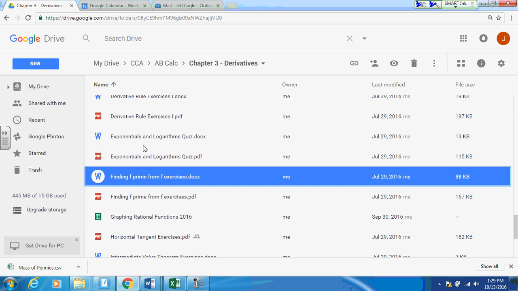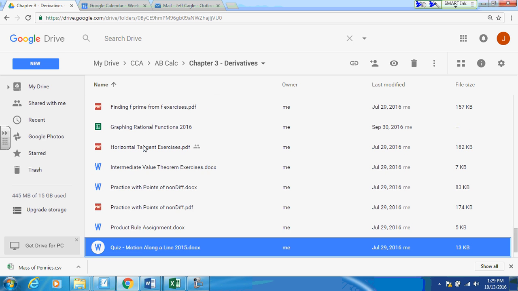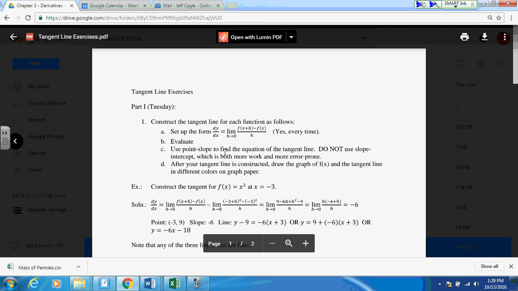Somewhere in here. Tangent line exercises should be called. There they are. Pull these guys up.